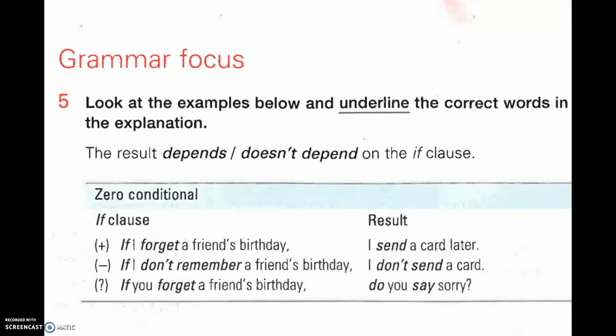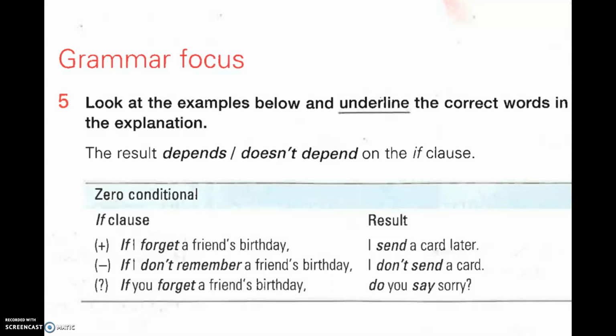Okay. Then you can go into meaning first. Now, I don't really like this, it depends, doesn't depend. I don't think my students are going to understand that. So you need to guide them through it. So for example, if I forget a friend's birthday, I send a card later. I would say, okay, so what happens first? Forget the birthday or send the card? Forget the birthday. Good. Is it definite that we forget the birthdays, 100% sure? No, it's if.